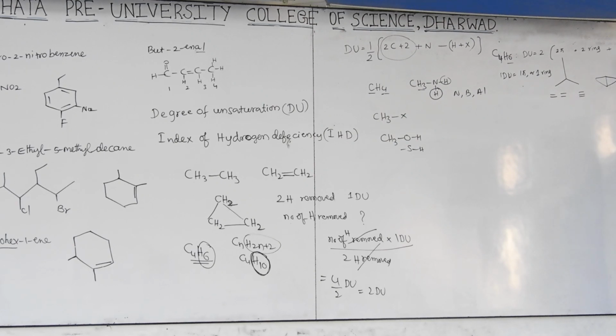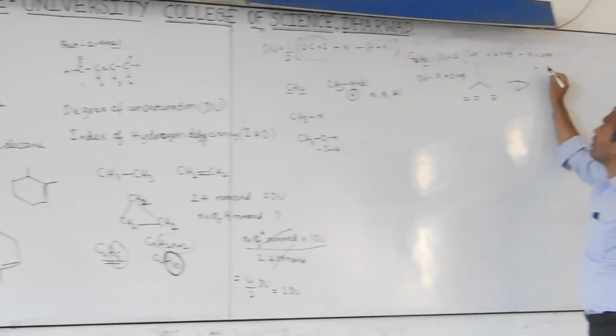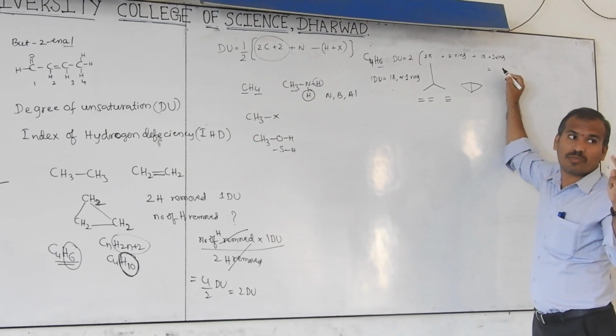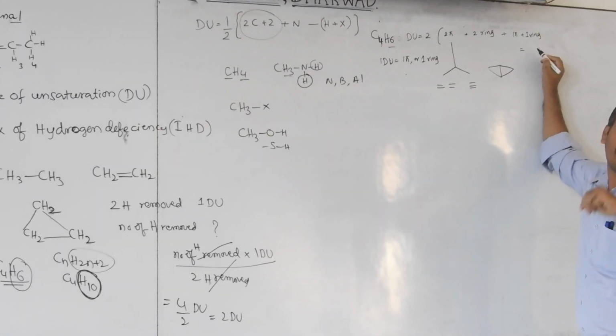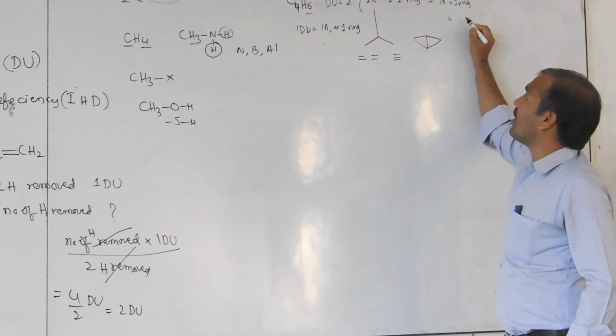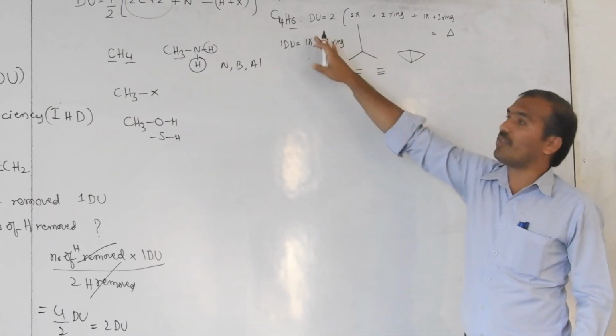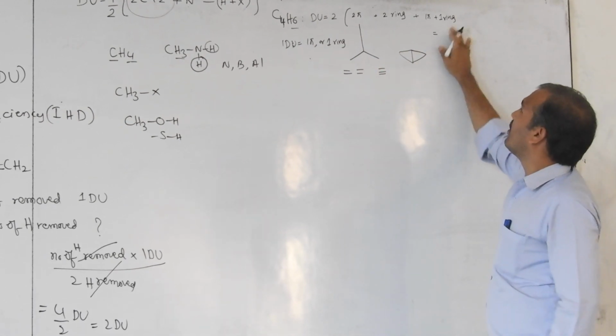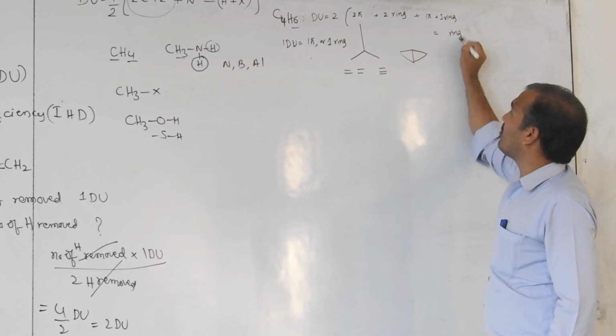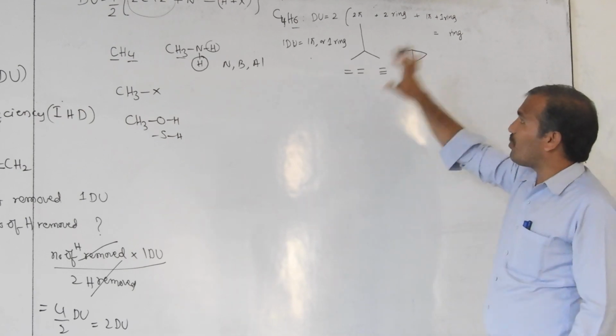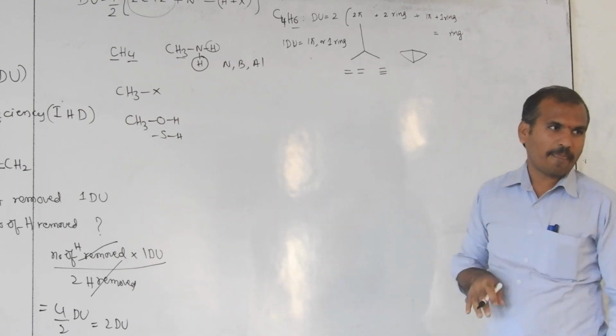Another possibility is 1 pi bond plus 1 ring. Got the point? So what is the 1 pi bond? That is one double bond, not a triple bond, because in a triple bond, how many pi bonds are there? 2 pi bonds. Then 1 ring. Like this, a ring. But here it is not satisfying in this form. I am just telling you a ring, so only write a ring, otherwise don't get confused. So draw all possibilities here.